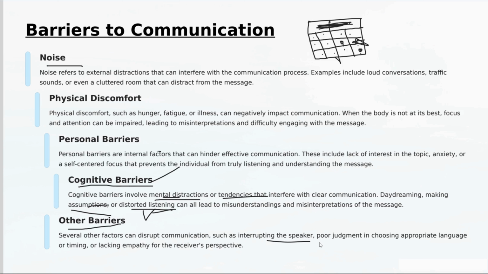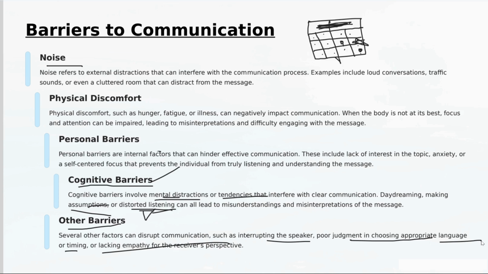Now, the speakers also interrupt our day-to-day life, and these create so much noise pollution, which is only growing day by day. Then poor judgment in choosing appropriate language or timing, lacking empathy for the receiver's perspective, not paying attention to what he's saying, distorted listening, and not choosing a proper language.